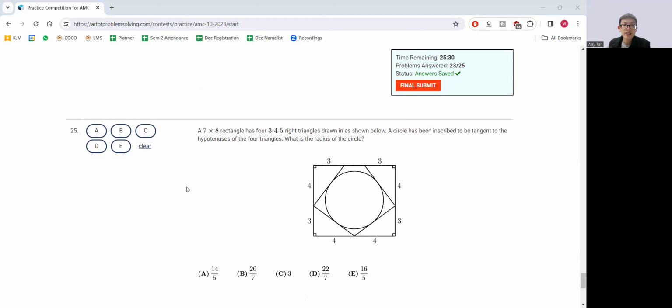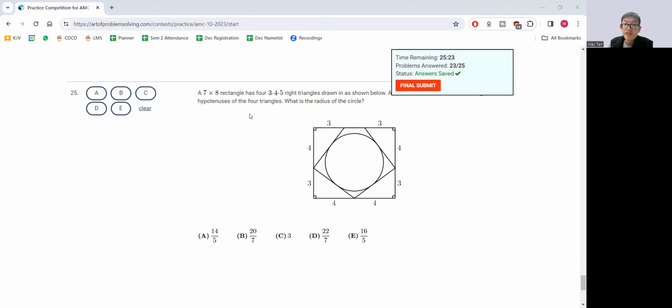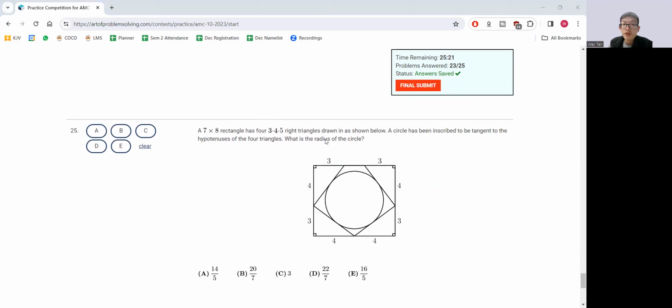This doesn't look too bad. I think I'll do this first, right? This doesn't look too bad. So 7 by 8 rectangle has 4, 3, 4, 5 triangles drawn in below. Circle is inscribed to be tangent to the hypotenuses of the 4 triangles. What's the radius of the circle? Now, whenever I see something like radius of the circle, the reason why I say it's not so bad is that I'm thinking that I can just use some area argument.